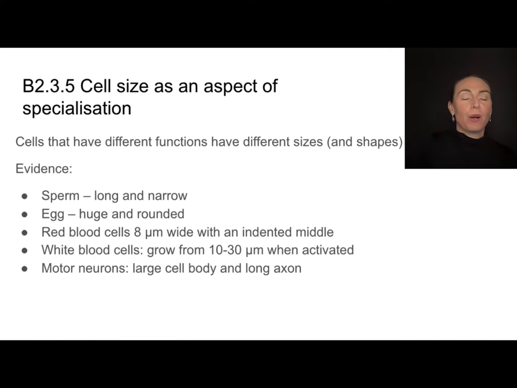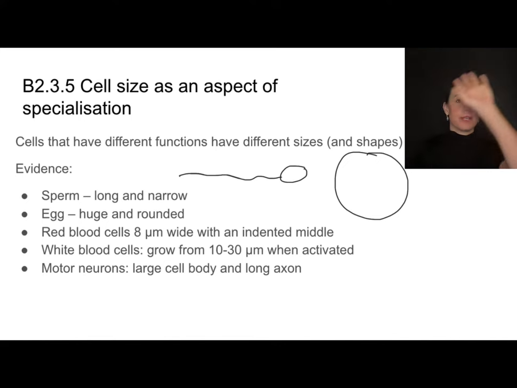So sperm are long and narrow, and that is definitely going to be related to their function. That has a lot to do with locomotion. Eggs, on the other hand, are huge and rounded, and I'm not drawing this to scale. The egg is much, much, much bigger than the sperm.